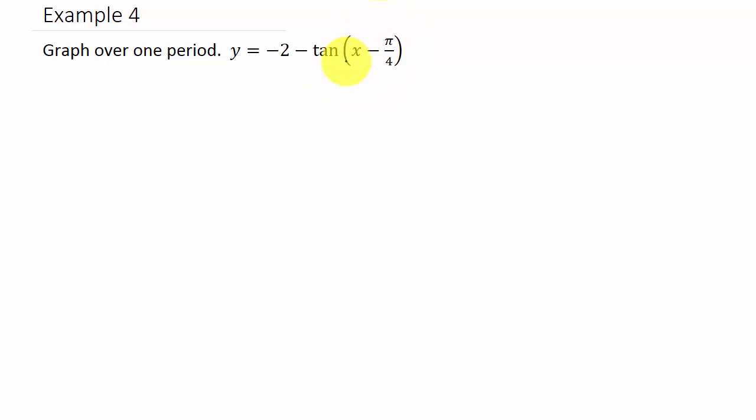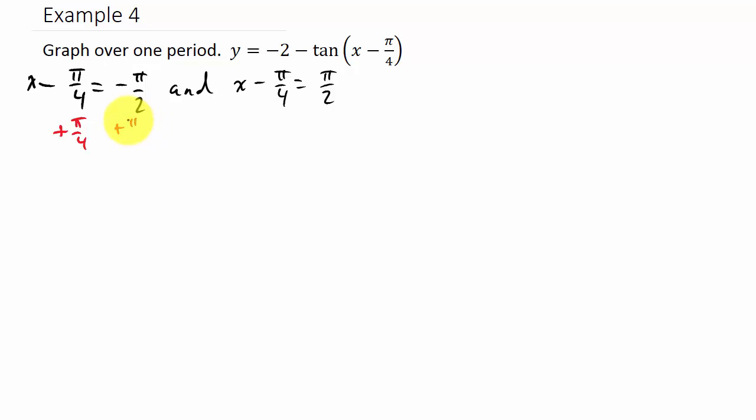So whatever I'm taking the tangent of, I'm going to set it equal to negative pi over 2 and pi over 2. So x minus pi over 4 equals negative pi over 2, and x minus pi over 4 equals pi over 2. So I'm going to add pi over 4 to both sides. And so that's going to give me x equals, and let's see, that's going to be what?